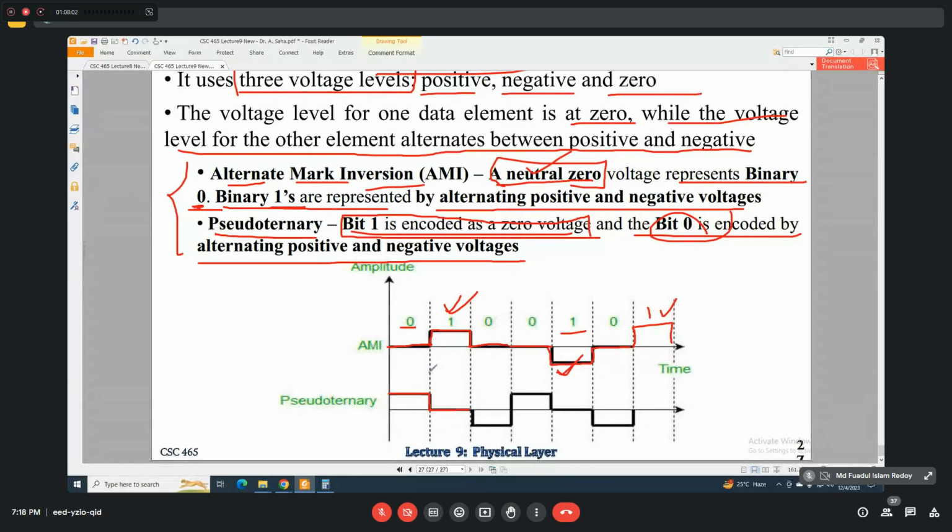Now you're getting 0. You started with positive for the 0, so now it is going to move to the negative. Now you again get the 0. It was negative, so now you are moving to the positive.